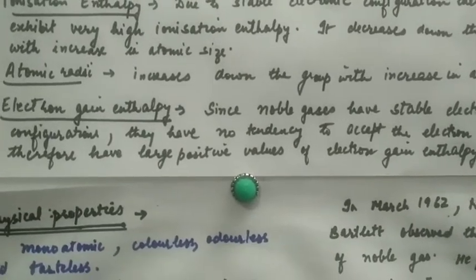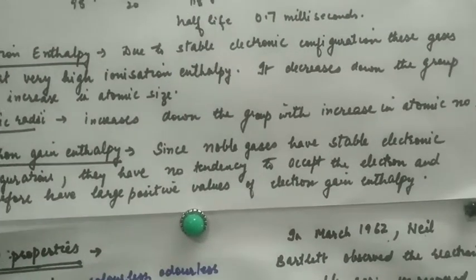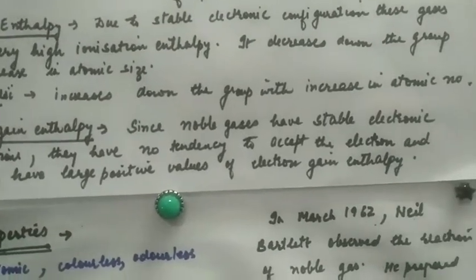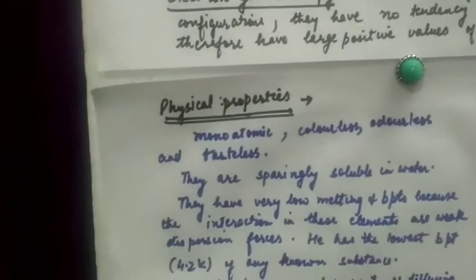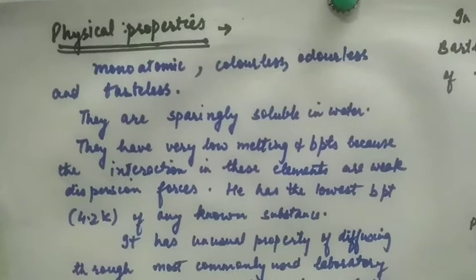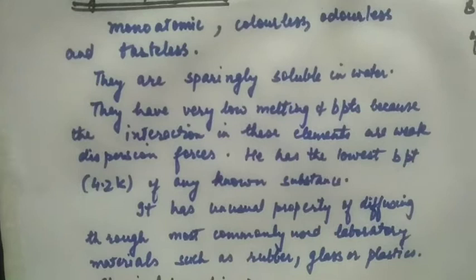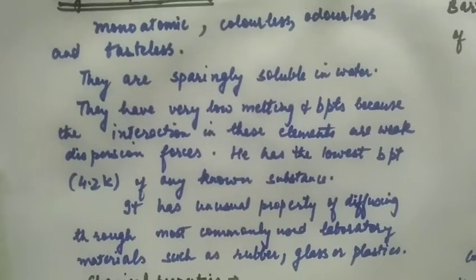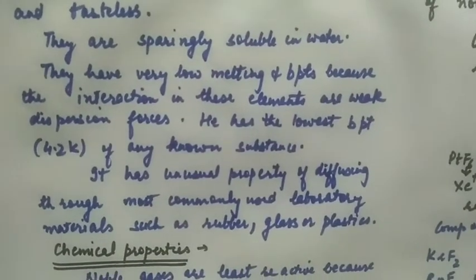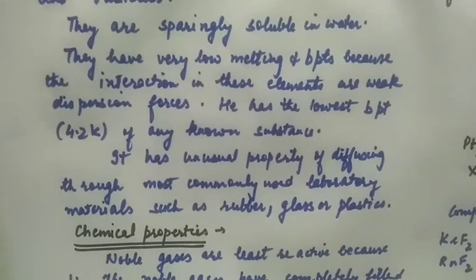The electron gain enthalpy, as they have a stable electronic configuration, they have no tendency to accept the electron and therefore have large positive values of electron gain enthalpy. Physical properties: these gases are monoatomic, colorless, odorless and tasteless. They are sparingly soluble in water. They have very low melting and boiling points because the interactions in these elements are weak dispersion forces. Helium has the lowest boiling point, 4.2 Kelvin, of any known substance.